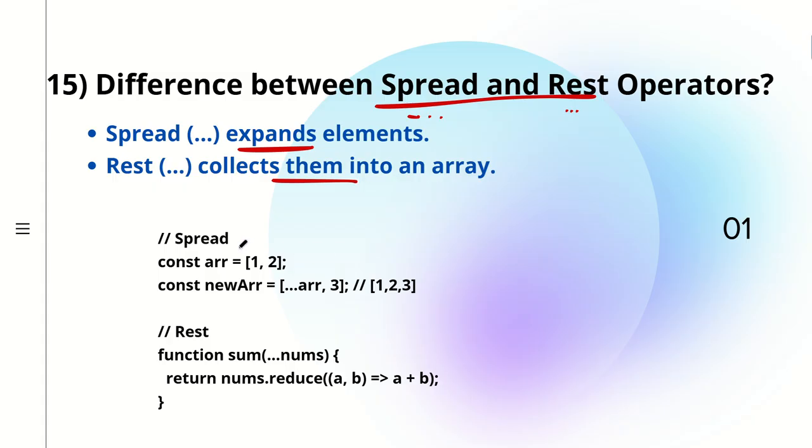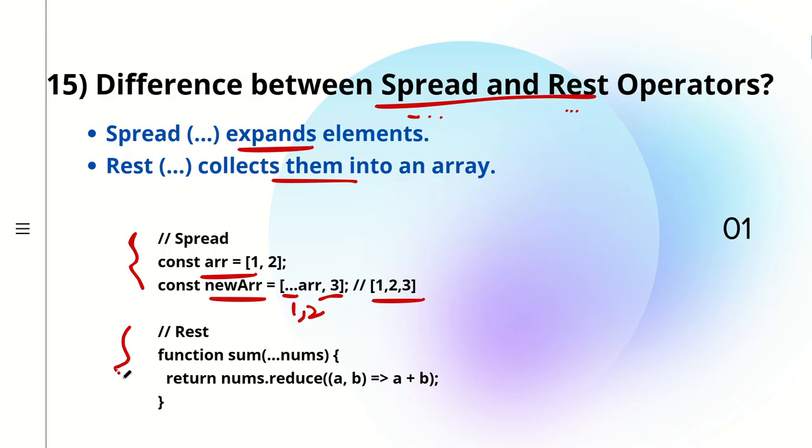So let us see an example. Here we have a spread example. First we have an original array, arr, with values 1, 2. In the new array, what are we doing? In the new array we are writing ...arr. This is spread. What spread does is expand the elements. It is going to give you values 1, 2, and then you are writing 3, which means you are writing some extra element here. So in the new array you will have 1, 2, 3. This is how you expand the elements using the spread operator.